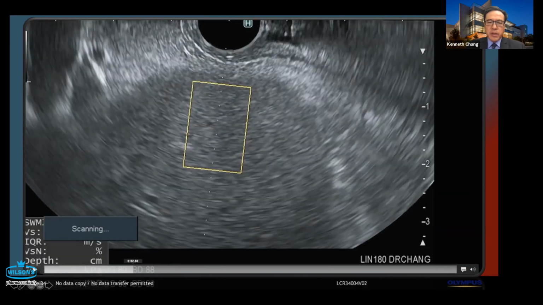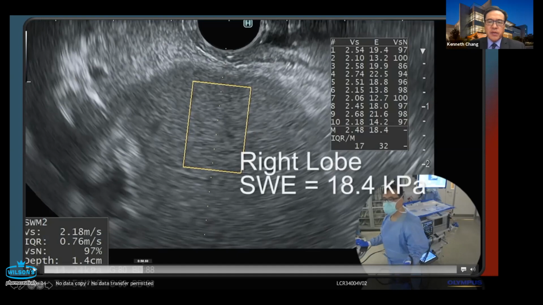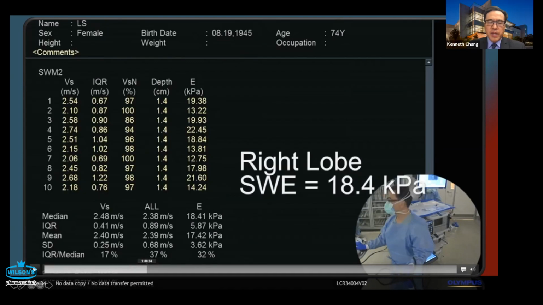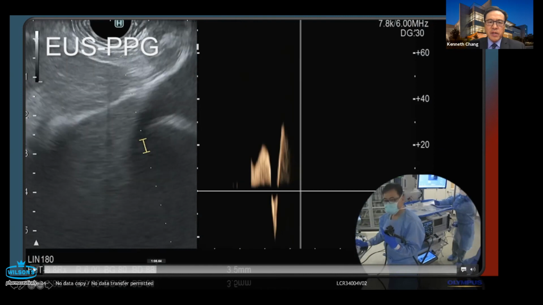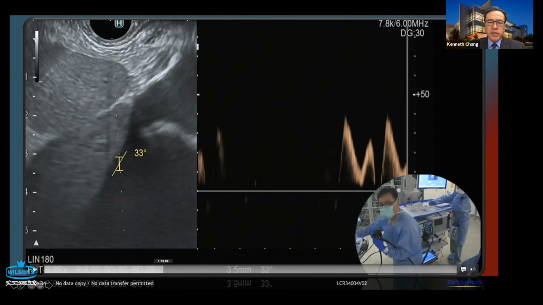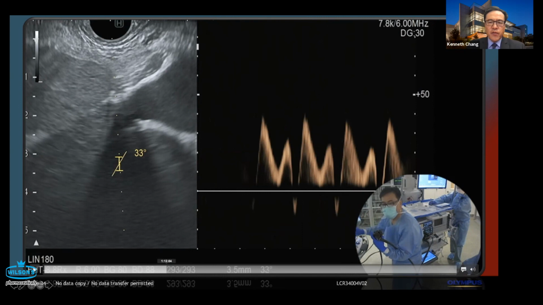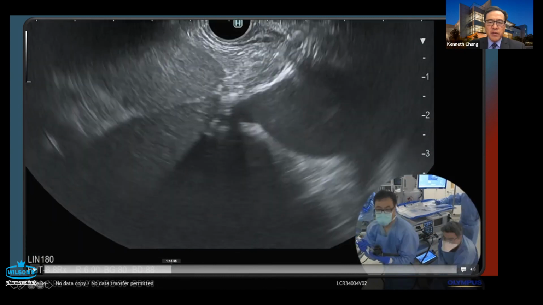Okay, so then we're also measuring the right lobe because we can measure both lobes, and it's 18.4, clearly better than a month ago. And now here we're going to do EUS guided portal pressure gradient measurement. Here we're locating the middle hepatic vein. We see the typical 4 phases of the pulse wave on EUS.